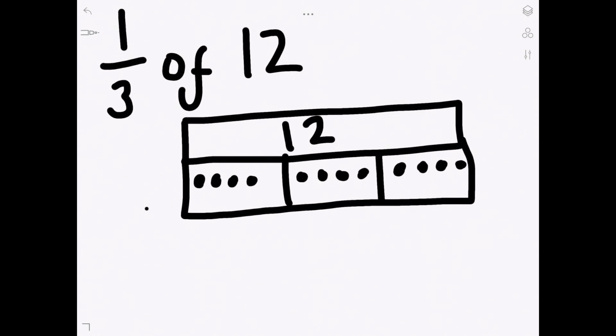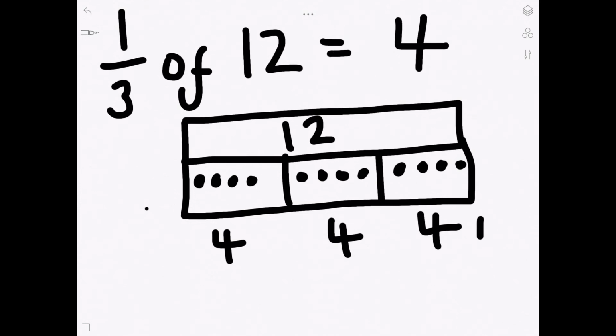Count how many in each part. 1, 2, 3, 4. 1, 2, 3, 4. 1, 2, 3, 4. Equally. So a third of 12 equals 4. There we go. You can choose either way to work out the third of a quantity.